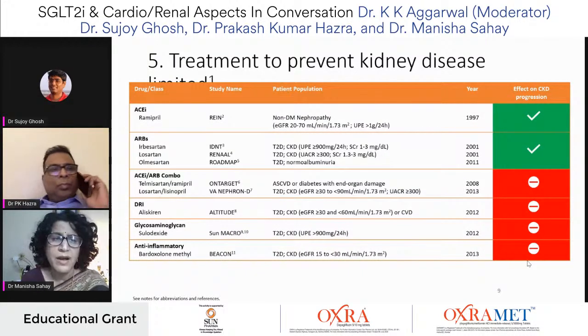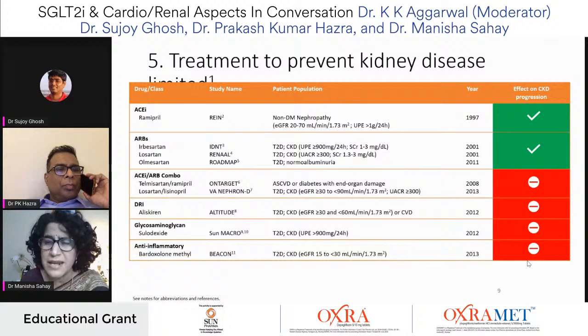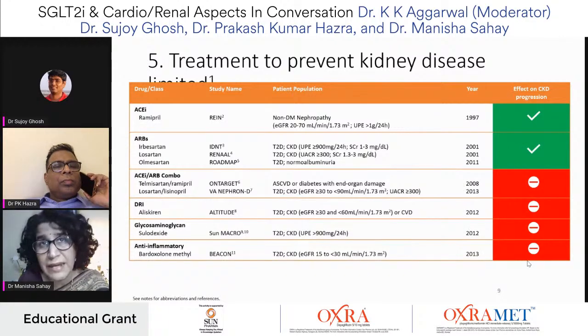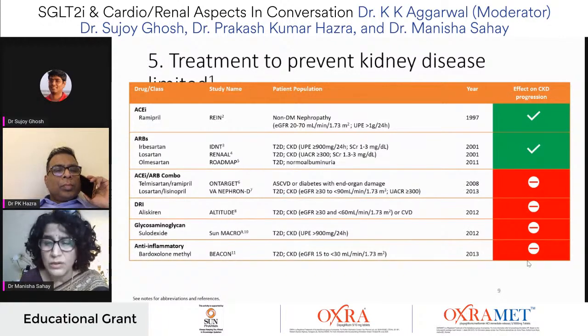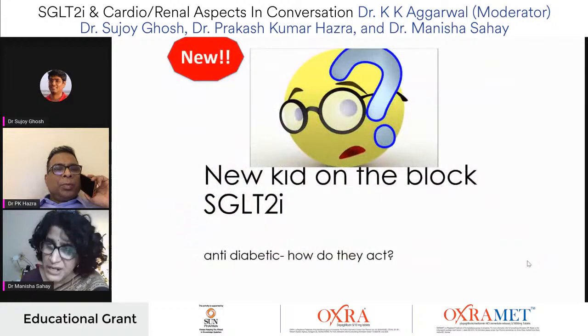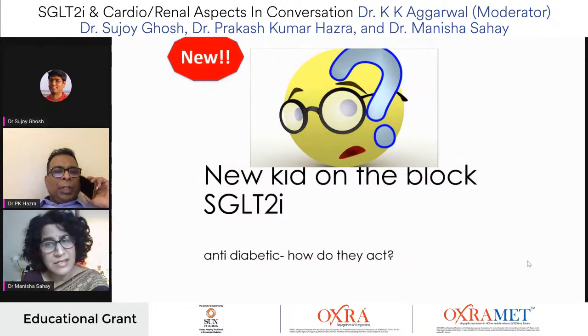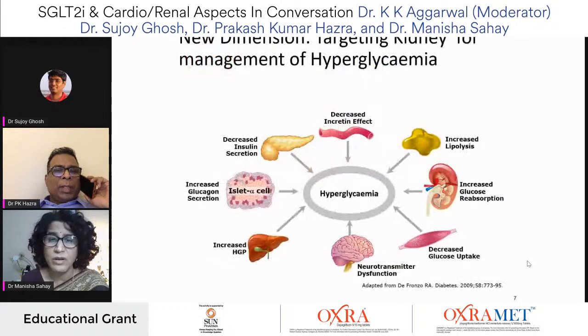We have some treatment to prevent this progression, as Dr. Agarwal was pointing out. We have RAS blockades, inhibitors, and ARBs, but all the other drugs have been failures. So it was very dismal. We were not able to treat these patients who came to us with kidney disease. Now there is some hope in the form of SGLT2 inhibitors. As the previous speakers have also pointed out, we know they have a non-insulin dependent mechanism of action.